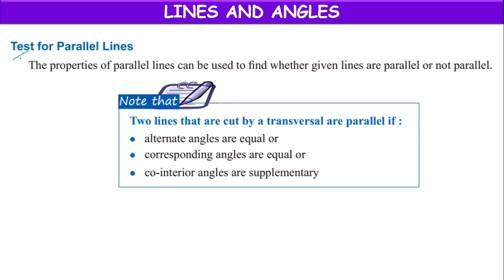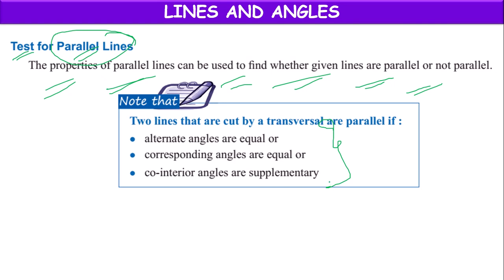Next, test for parallel lines. The properties of parallel lines can be used to find whether given lines are parallel or not parallel, because for parallel lines we have some properties. If all the properties are obeyed, they are parallel. If the properties are not obeyed, they are not parallel. Like that, we can test whether the given lines are parallel or not.